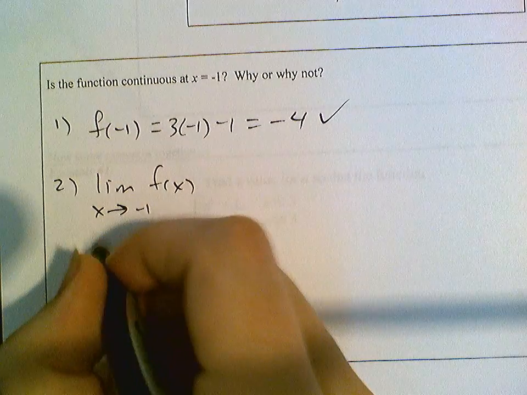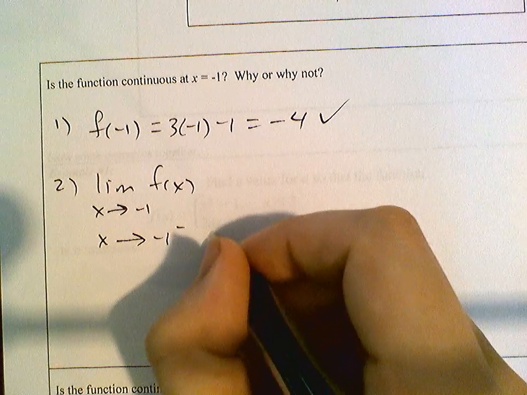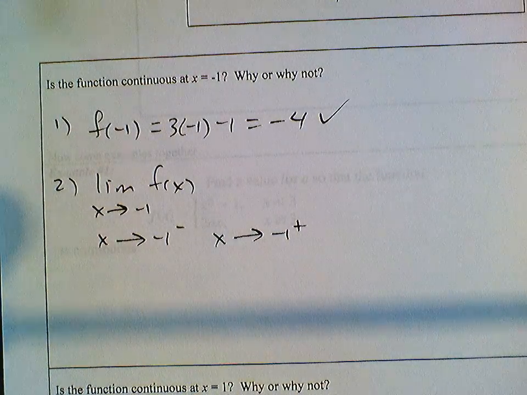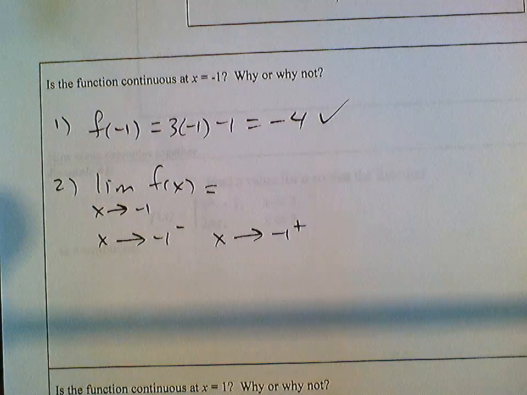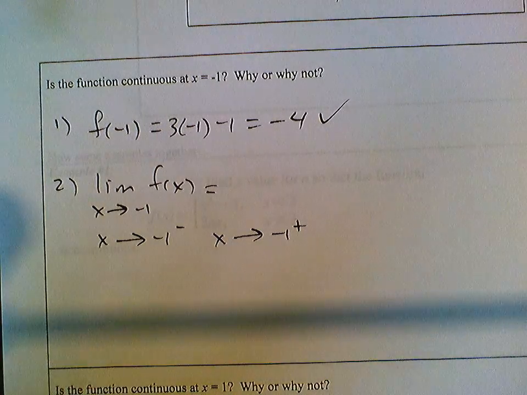Okay, so I'm going to go x is approaching -1 from the left. X is approaching -1 from the right. I'm just going to use an arrow diagram, and then I'll go up here and fill in what this is equal to, if anything. It might not exist, in which case we'd be done.